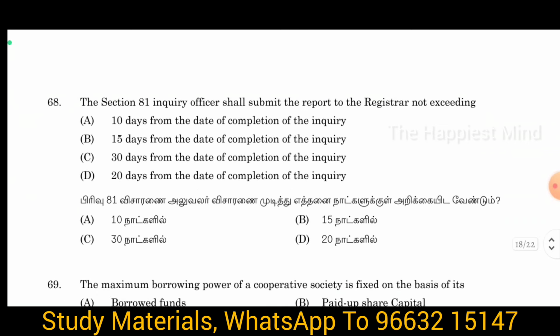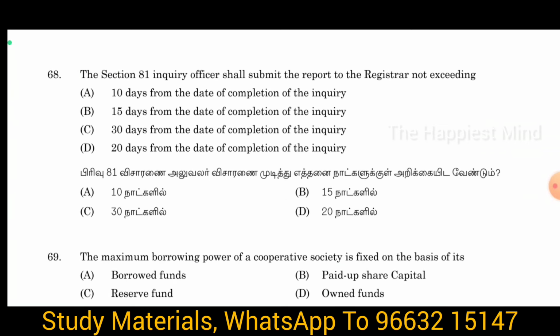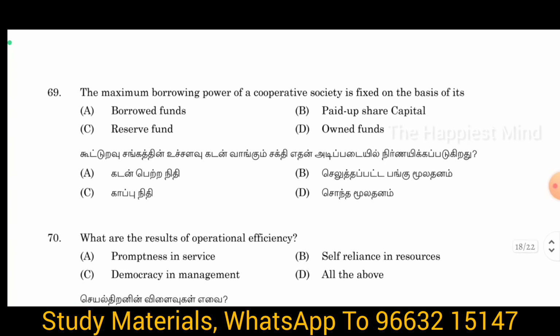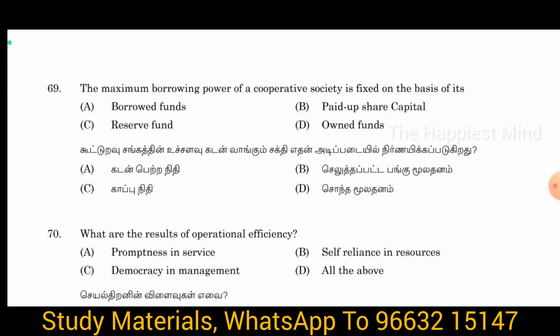Next, question 68. The Section 81 inquiry officer shall submit a report to the registrar not exceeding dash. Answer is option A, 10 days from the date of completion of the inquiry. Question 69. The maximum borrowing power of a cooperative society is fixed on the basis of its dash. Answer is option D, owned funds. So it is fixed on the basis of its owned funds.